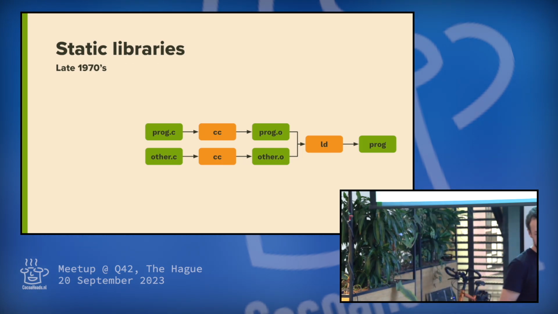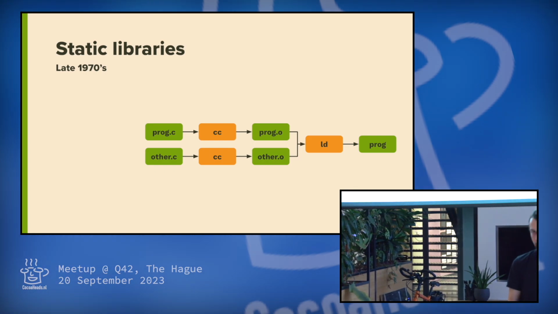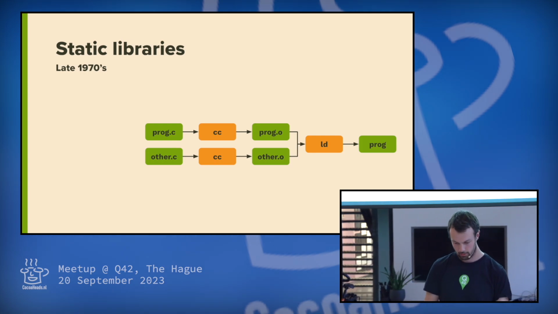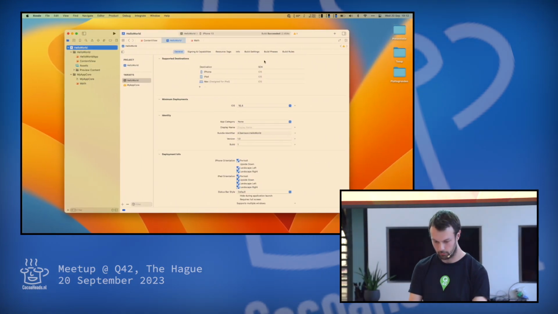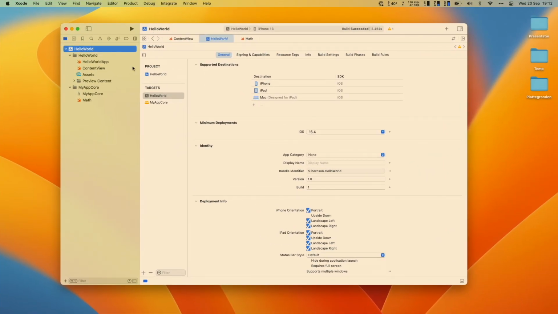And this happens the same way for Swift files. Swift files also get compiled by the Swift compiler, the object file comes out, and it gets combined by the linker. And we can demonstrate this real quick in Xcode. So I have my Hello World application here. I created a SwiftUI app, and I added a little dynamic framework called MyAppCore.